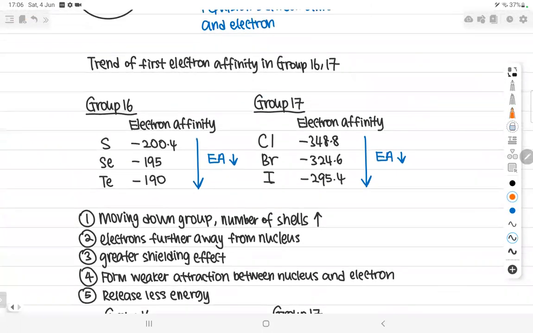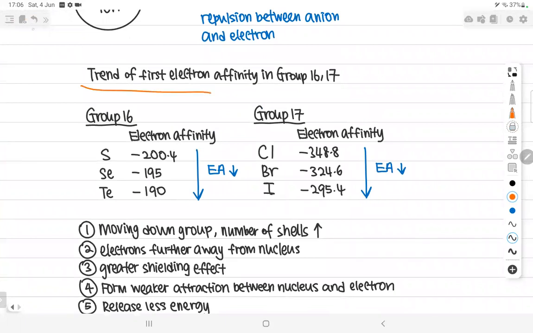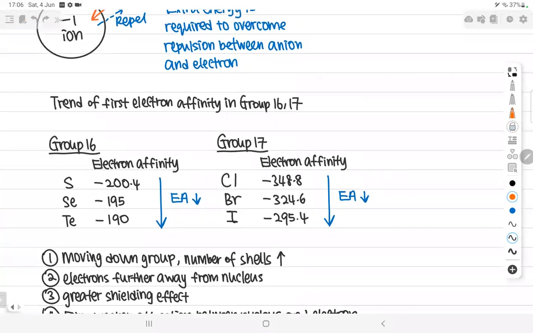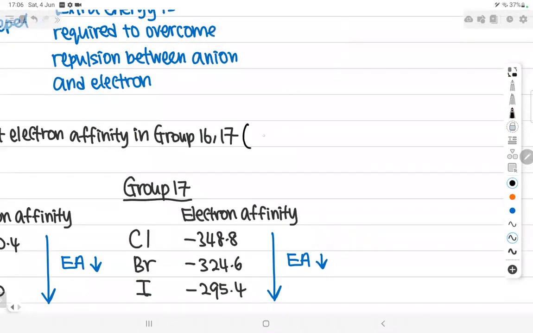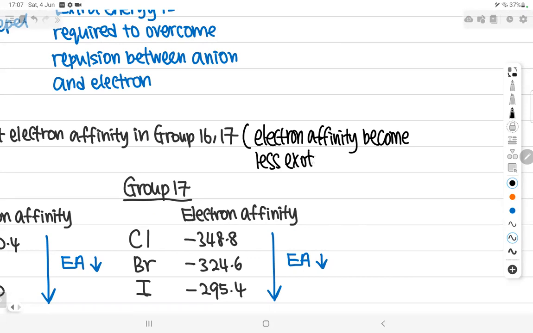So if they ask what is the trend of first electron affinity in group 16 and group 17, the trend is that the electron affinity becomes less exothermic, or you can say electron affinity decreases. Writing less exothermic is more accurate.